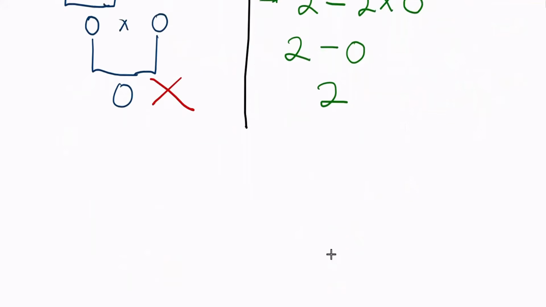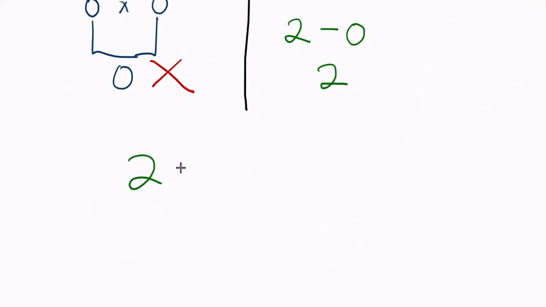Implying that for our expression, which is 2 minus 2 into brackets, 2 minus 2, equals 2, but not 0.